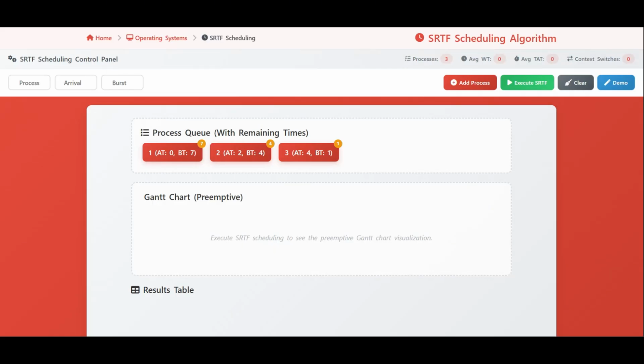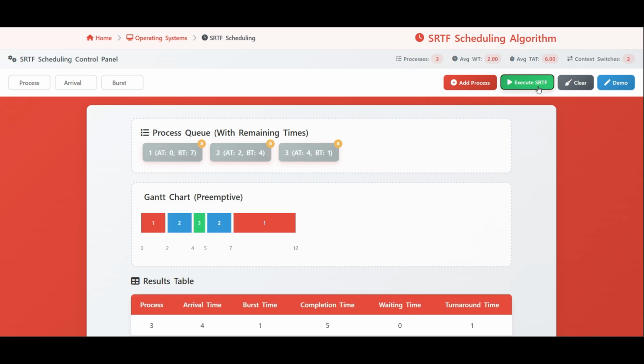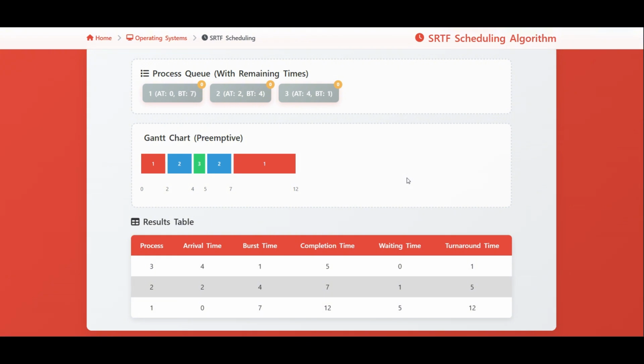So I have a visual presentation here about the SRTF scheduling algorithm. I have three processes. In process 1, we have arrival time 0 and burst time 7. In process 2, we have arrival time 2 and burst time 4. And lastly, in process 3, we have arrival time 4 and burst time 1. So let's execute these processes using SRTF. As you can see here, we have the Gantt chart and result table.